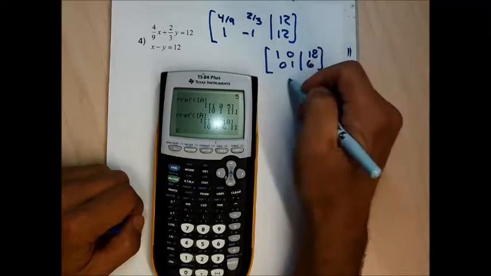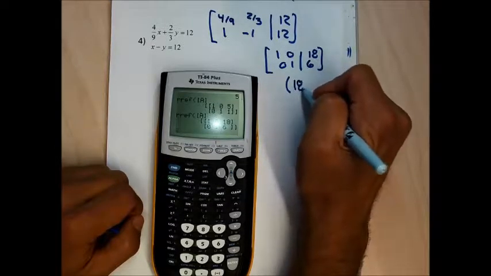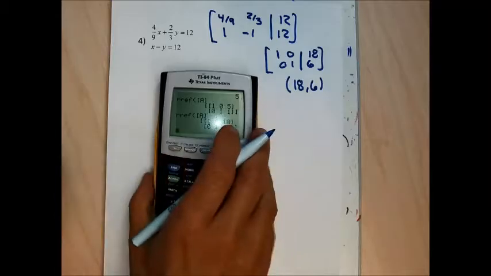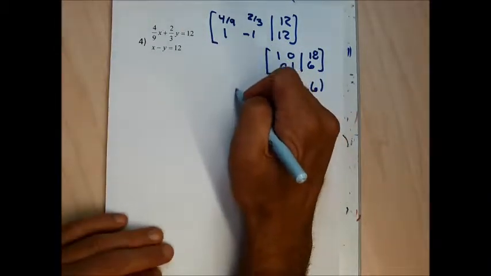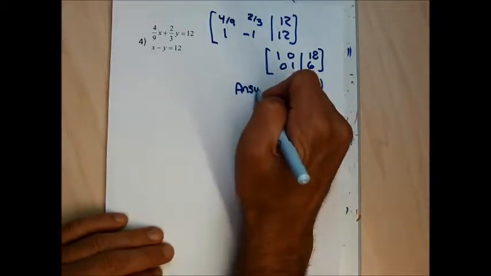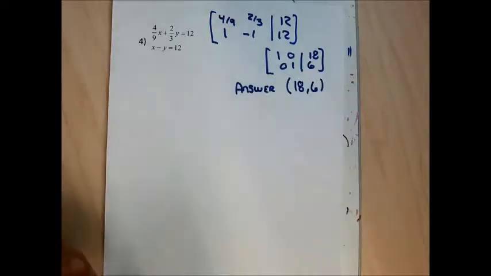I believe the answer is going to be x equal to 18, y equal to 6. If you write an answer down without any work on the test, you're going to lose every single point. I need to see a bit of work. I don't like that top equation.